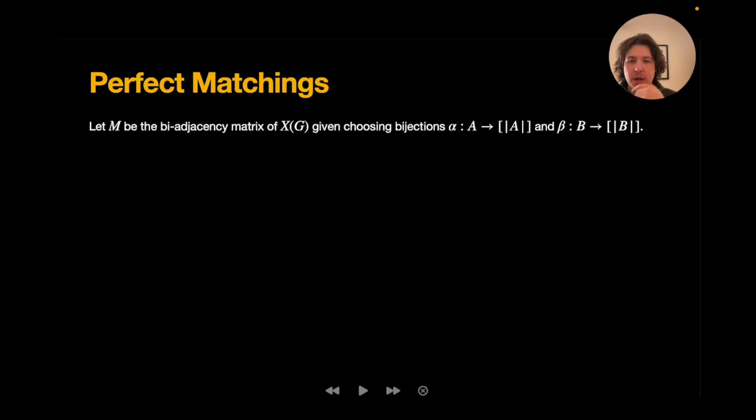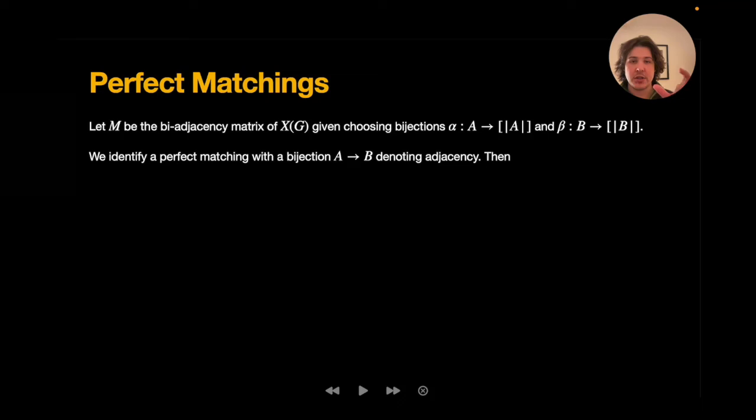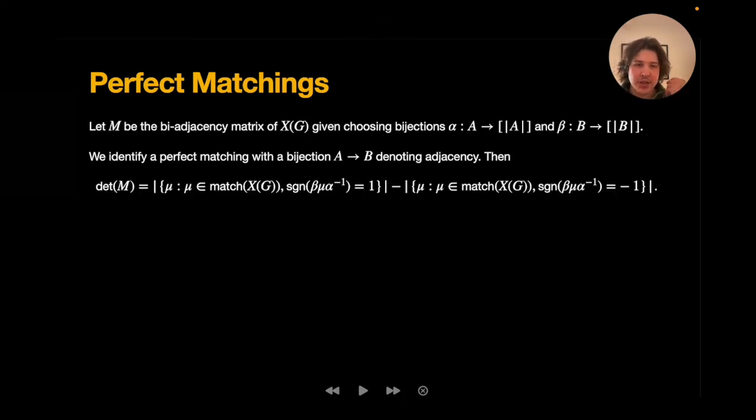So let M be the biadjacency matrix of some CFI graph XG. We identify a perfect matching in XG with a bijection A to B denoting adjacency. In other words, the bijection maps little a to little b if the edge from a to b is in the perfect matching. And of course, then just rolling out the definition of the determinant, we get that the determinant is equal to this particular formula here.